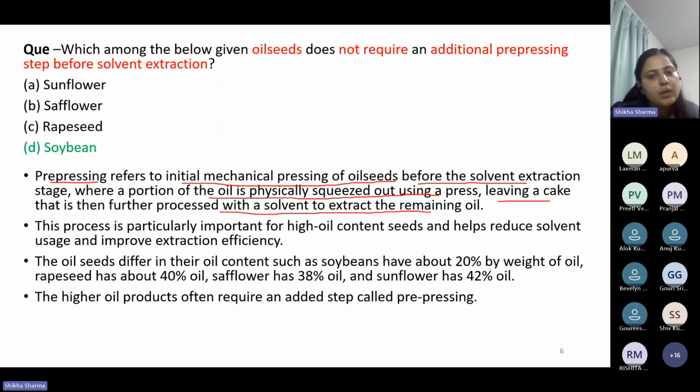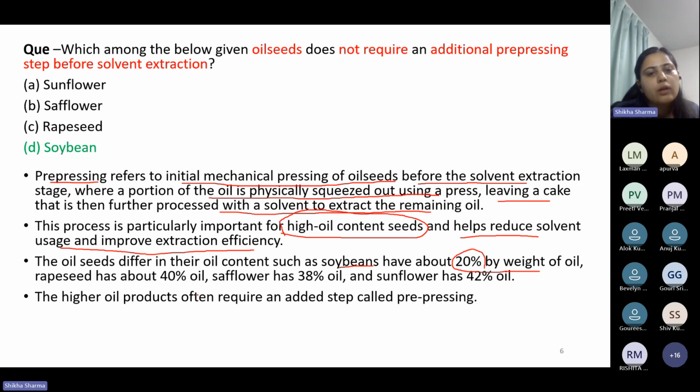This is the pre-pressing. In this process, usually only high oil content seeds get pre-pressing and then solvent extraction, because it helps to reduce the solvent usage and overall improve the extraction efficiency. So among the oil seeds given here, soybean has around 20% oil by weight.